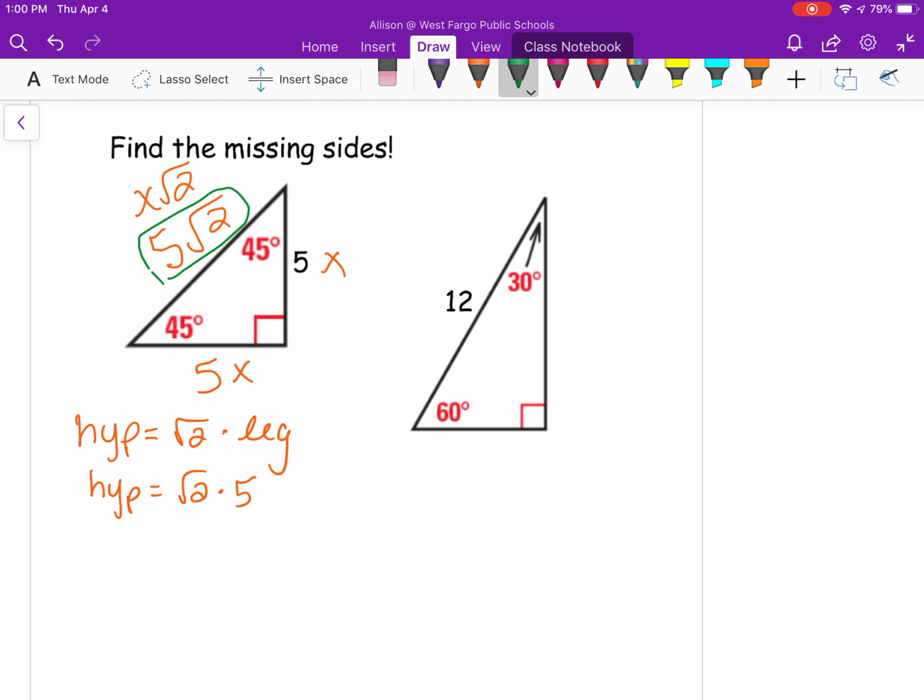For the 30-60-90 triangle, our ratio is that the side across from the 30 degrees is our x. The hypotenuse is 2 times the short leg, and the 60-degree side is the square root of 3 times the short leg. So if we know that the long leg is 12, then we have to know that the short leg is 6, because it's going to be half of that.